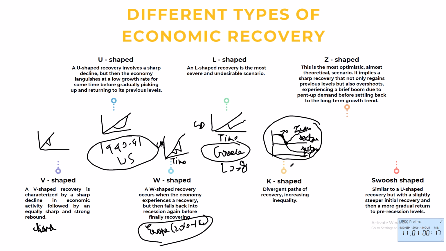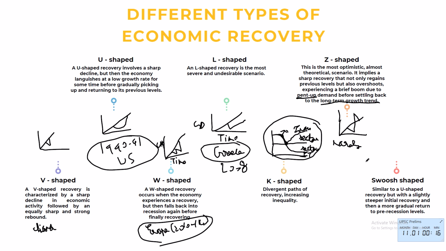Next one is Z-shaped. See here, the economy comes down and it goes up, post the recession levels, and finally comes back to the normal level. Like it also overshoots, a brief boom due to the increased demand, before settling back to the long-term growth trend. This is, however, very rarely seen in practice.